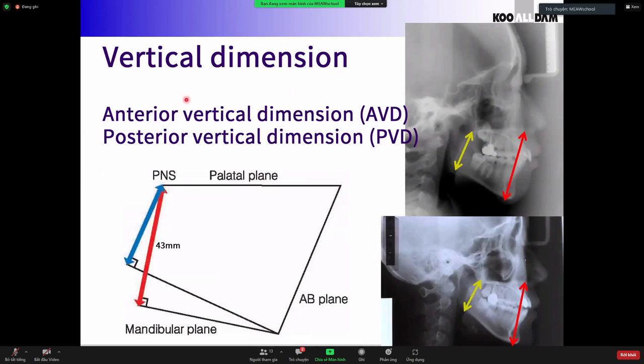When regarding the vertical dimension, you should divide two factors. This is the anterior vertical dimension. Another factor is the posterior vertical dimension. Many orthodontists focus on the anterior vertical dimension. However, in Myo, we are focusing on the posterior vertical dimension.